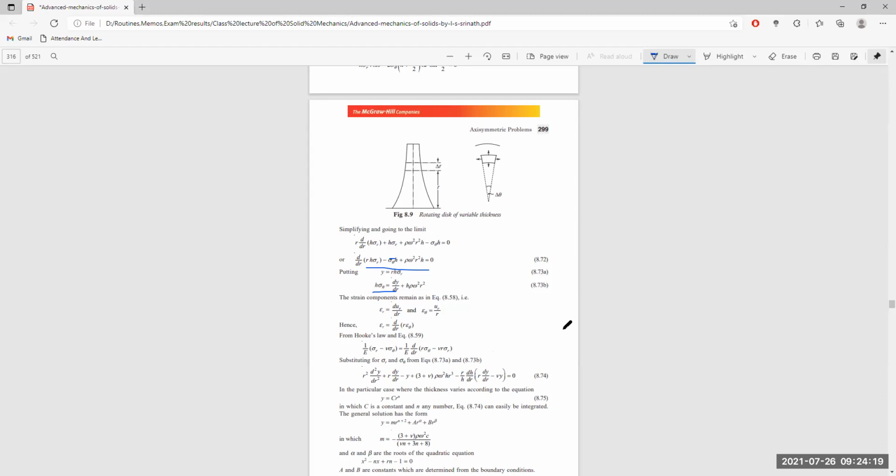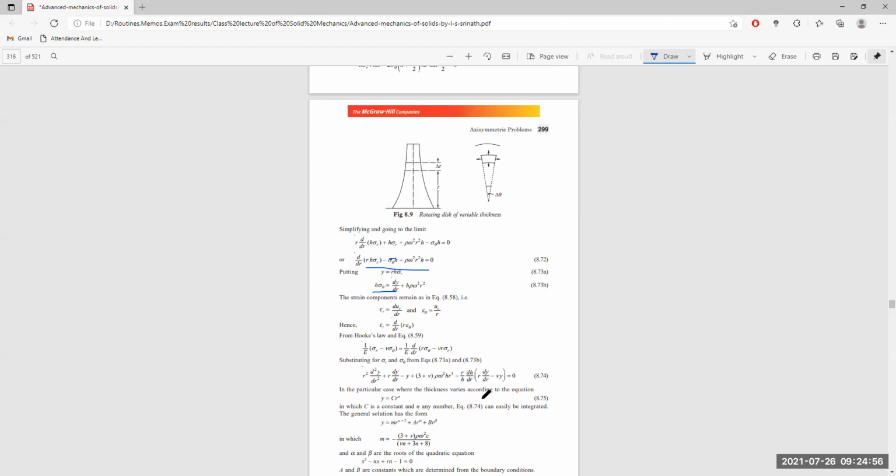What we take, we put the value of r square d square y by dr square plus r dy by dr minus y plus 1 plus 3 plus mu rho r square sigma or h square minus r by h dh by dr r dh by dr minus mu into y is equal to 0. So this is a particular case where the thickness varies according to the equation.